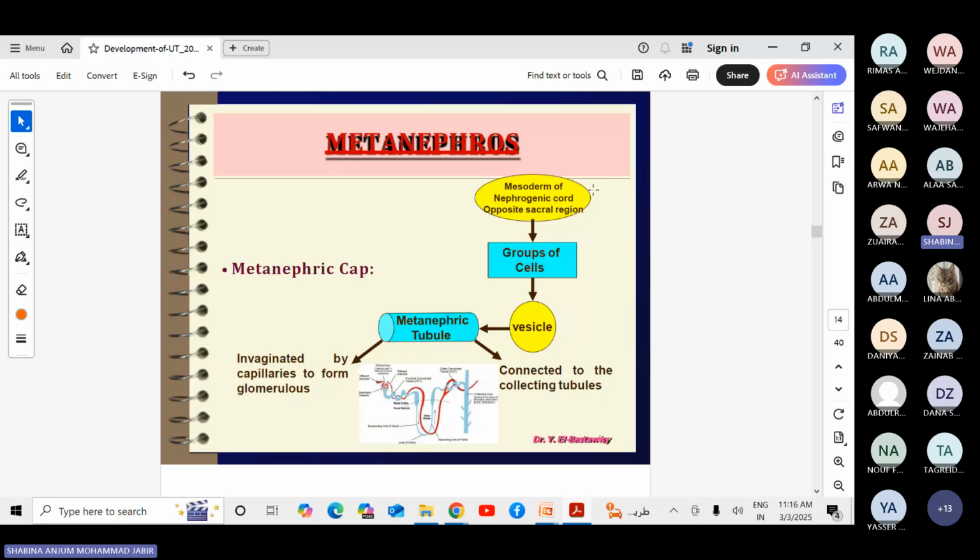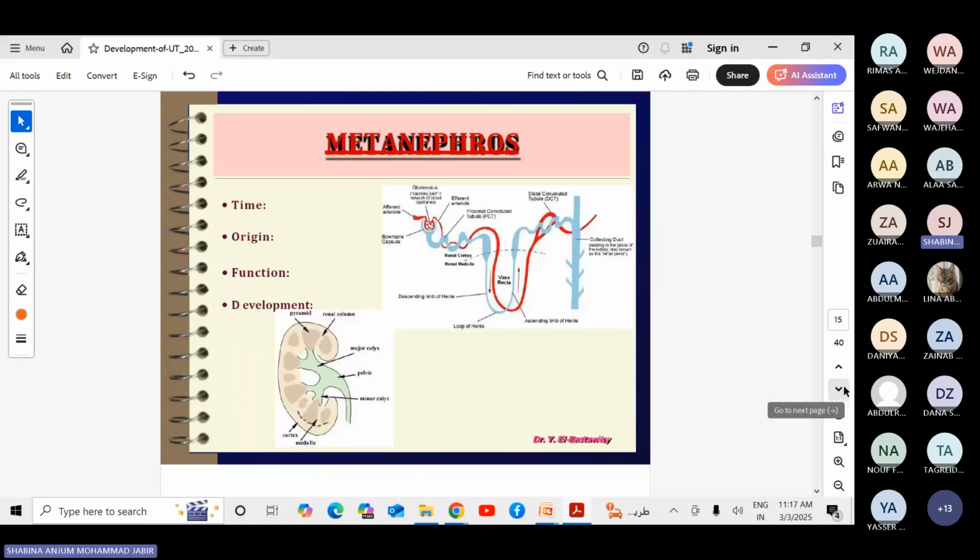So in the nephrogenic cord opposite the sacral region, again we have a group of cells which forms the vesicles and finally the tubules. It will be invaginated by the capillaries to form the glomerulus like this, and another part will be connecting to the collecting tubules. Again, you can see this is the structure of the nephron, where this is the glomerulus, this is the medial end and this is the lateral end.